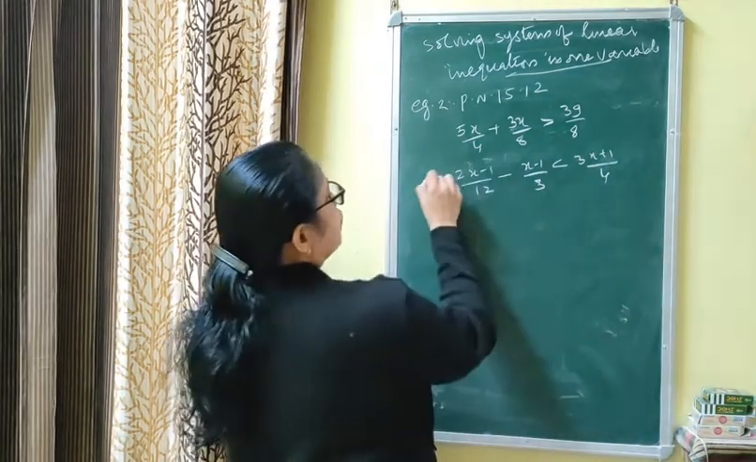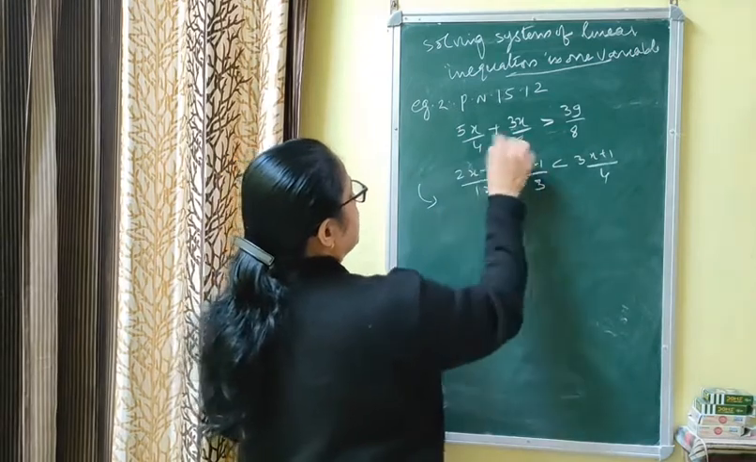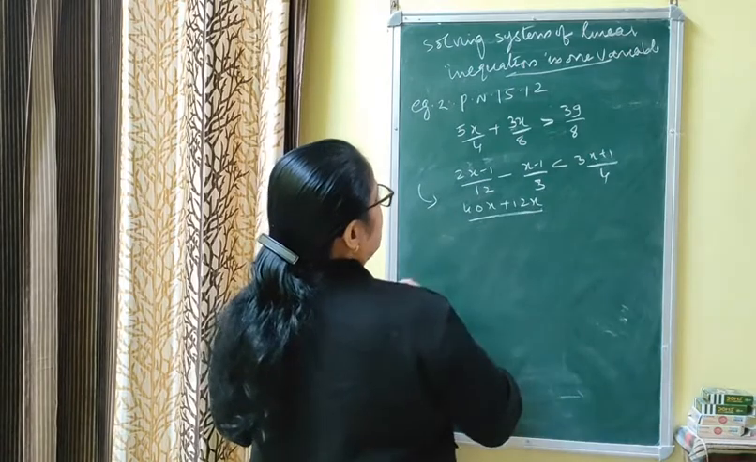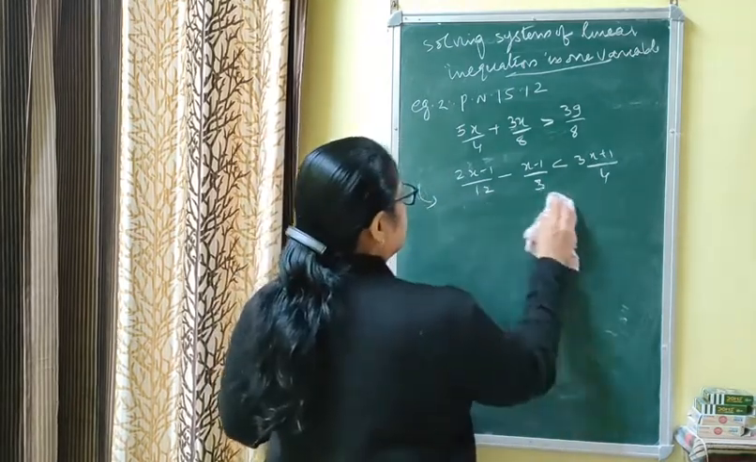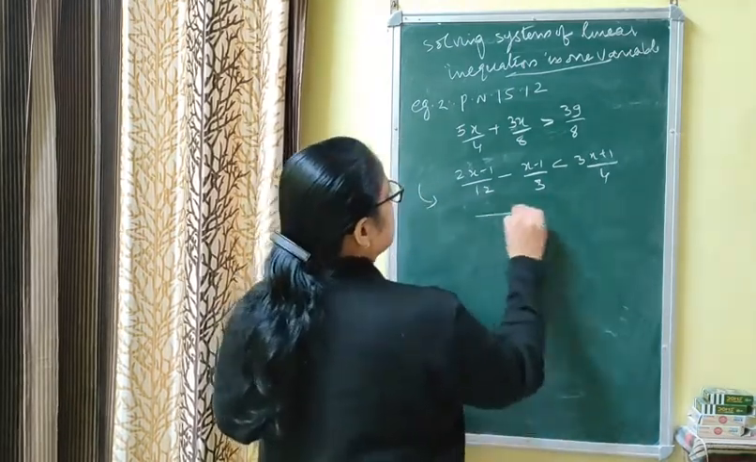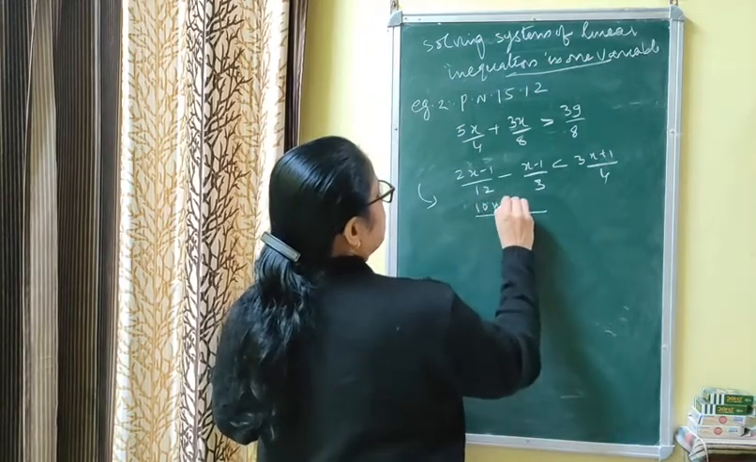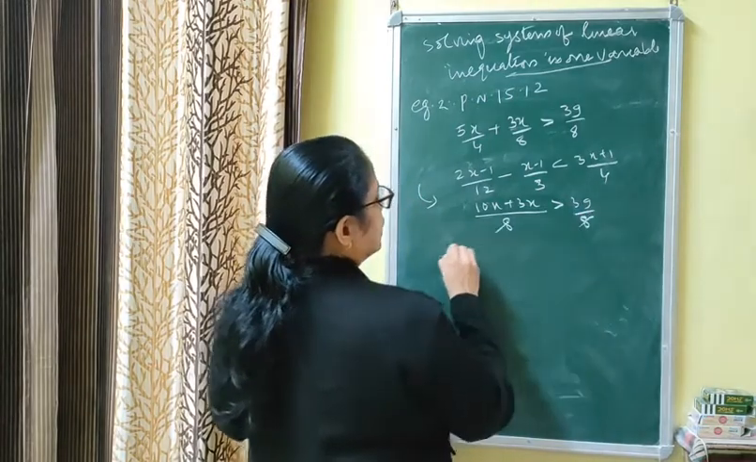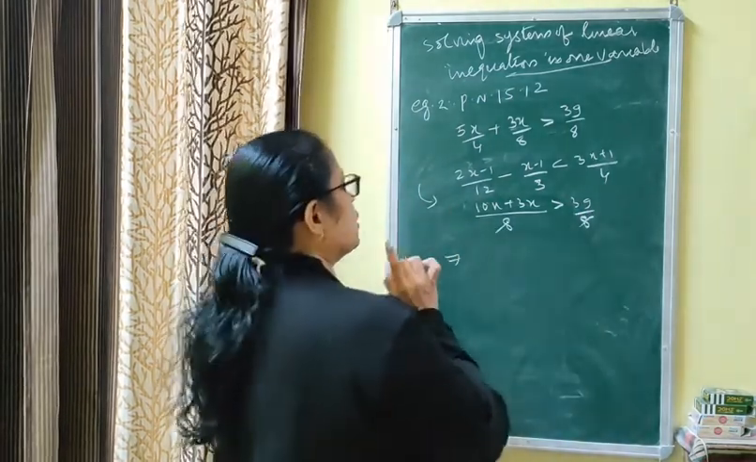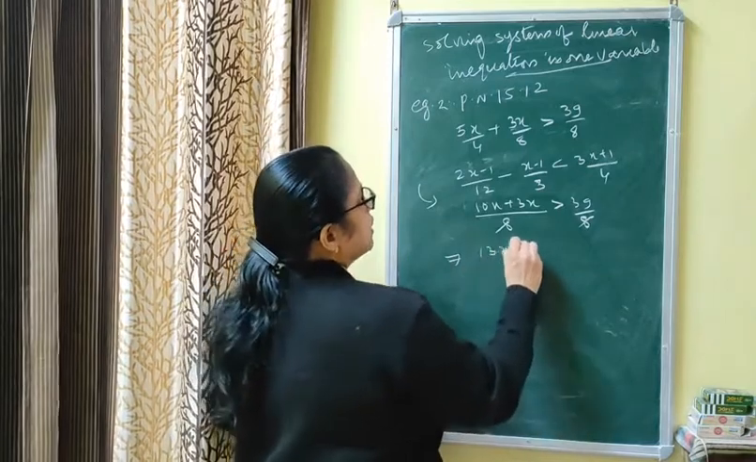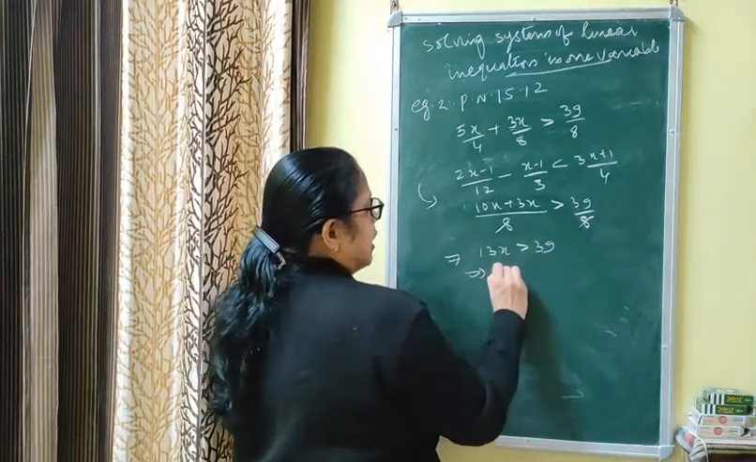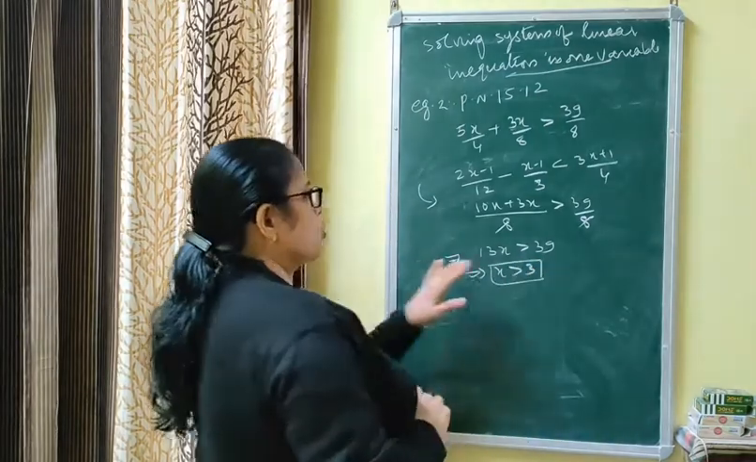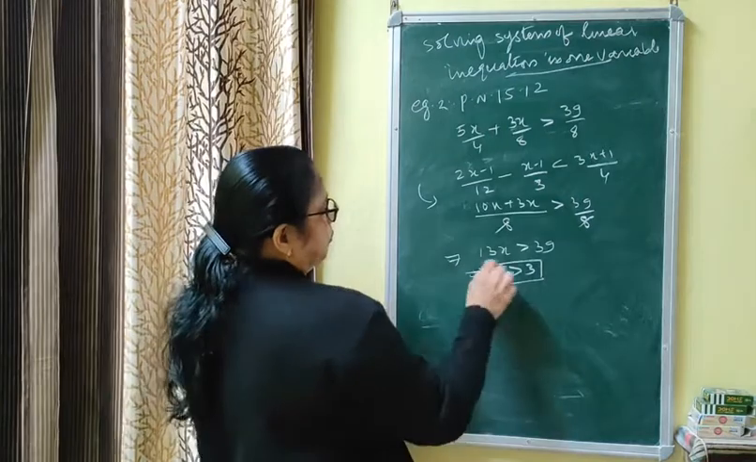Now you can solve. Let us start from first one. By taking LCM, you will get 8, for example, 10x plus 3x greater than 39 by 8. Both 8 are getting cancelled. First of all, let us solve first inequality. That is 13x greater than 39 implies x greater than 39 by 13, that is 3. That is first equation. Solution of this one is x greater than 3.